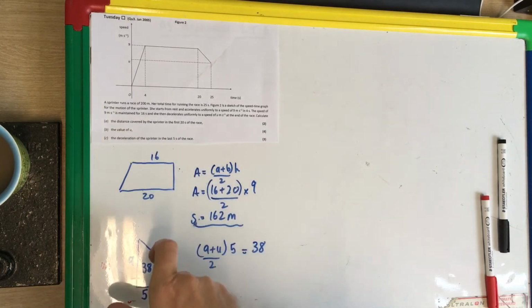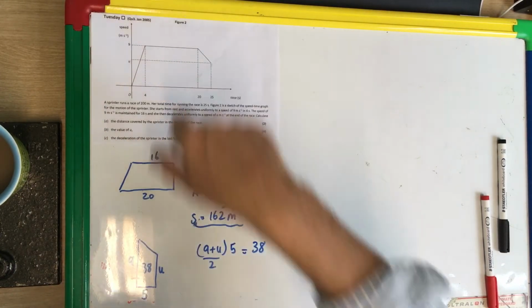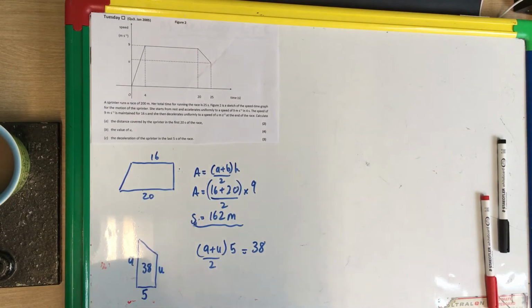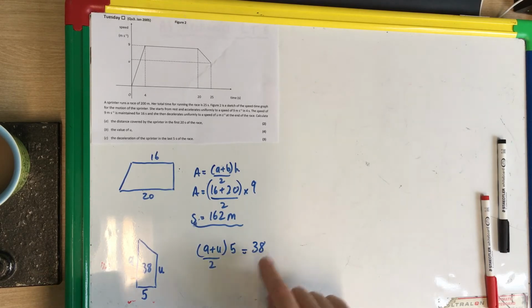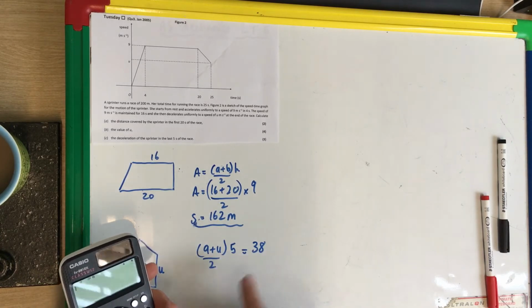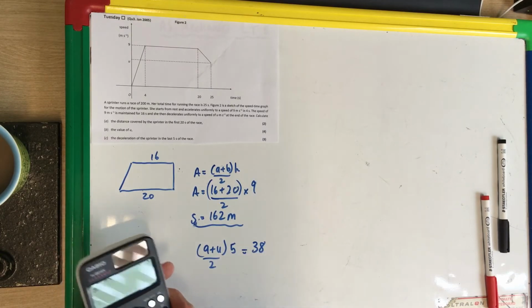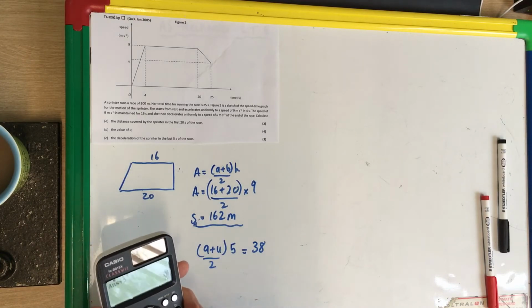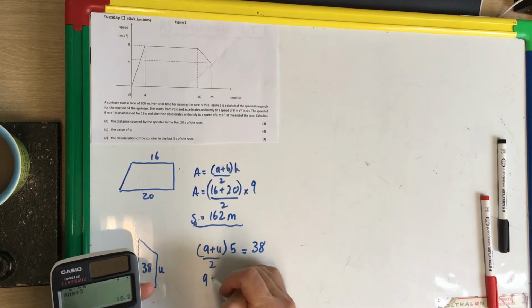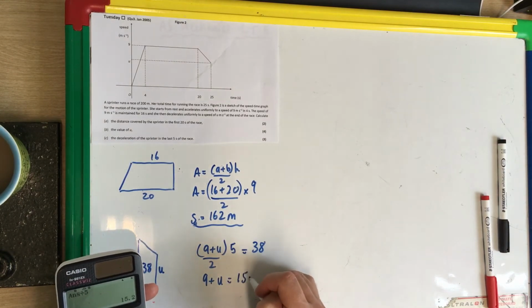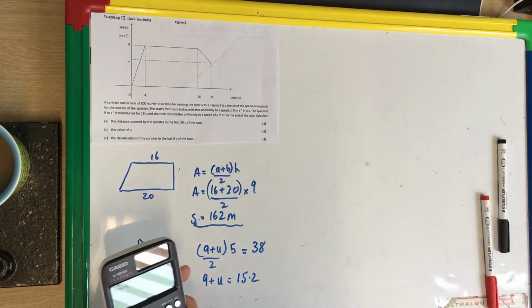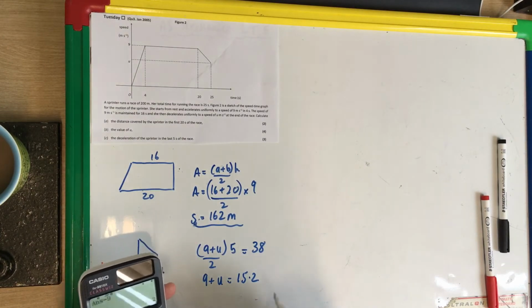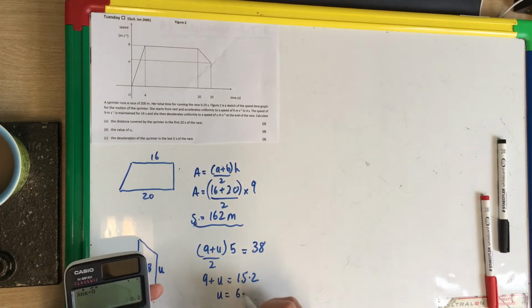It's like this trapezium here, but it's on its side. So those are your two parallel sides. Okay. So there we go. I'm going to times both sides by 2 first of all. So 38 times 2, 38 times 2, divided by 5 is equal to 15.2. So 9 plus u is equal to 15.2, and take off 9 is equal to 6.2. So u is equal to 6.2 meters per second, and that looks feasible, doesn't it?